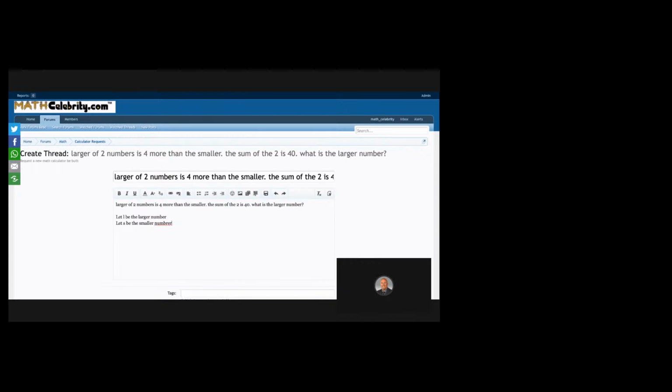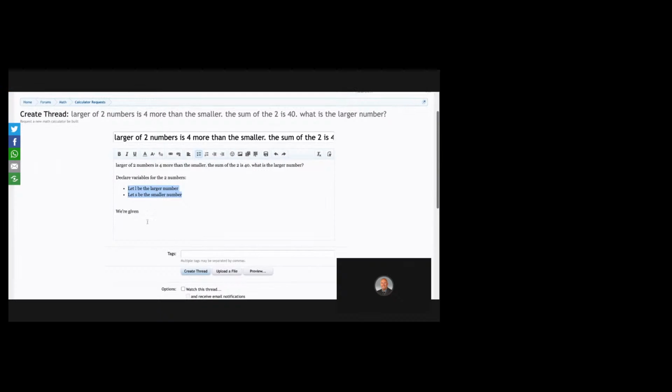This is exactly what we just did 2 problems ago with the simultaneous equations. So we're given clear variables for the two numbers. Let's just make this a bit clearer for everybody. We're given 2 equations. One, L equals S plus 4. How did I get that? The larger of two numbers, which is L, is 4 more than the smaller. So 4 more means that we add 4 to the smaller. The sum of the two, so L plus S, equals 40. Sum of the two means we add the two together to get 40.